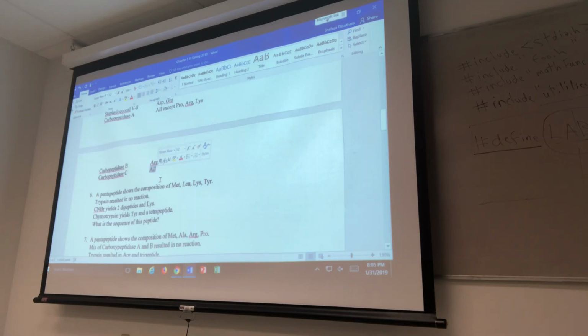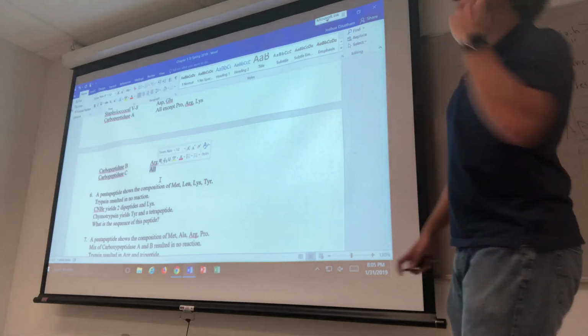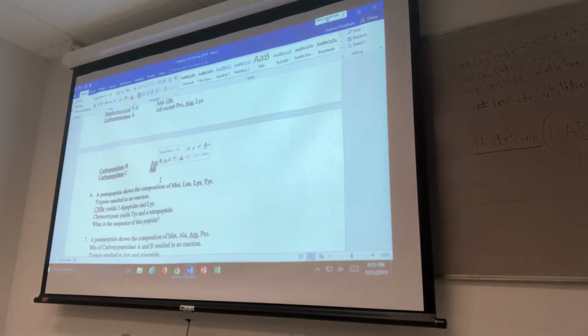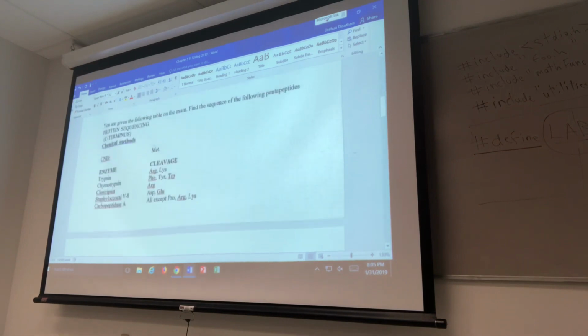Yeah. What's CNBr? CNBr is cyanogen bromide. It is a chemical, and that's the next part that I'm going to go into. It's a chemical that cleaves the C side of methionine. Cyanogen bromide cleaves the C side of methionine.